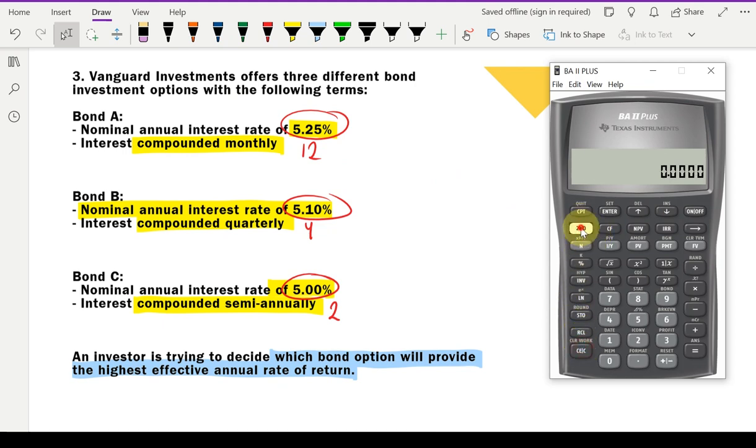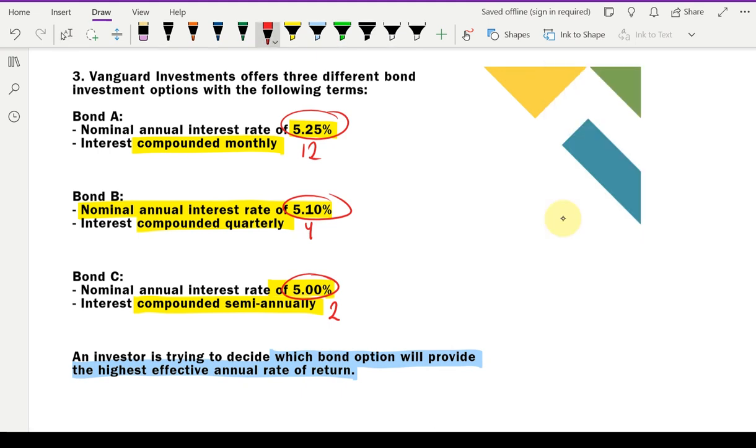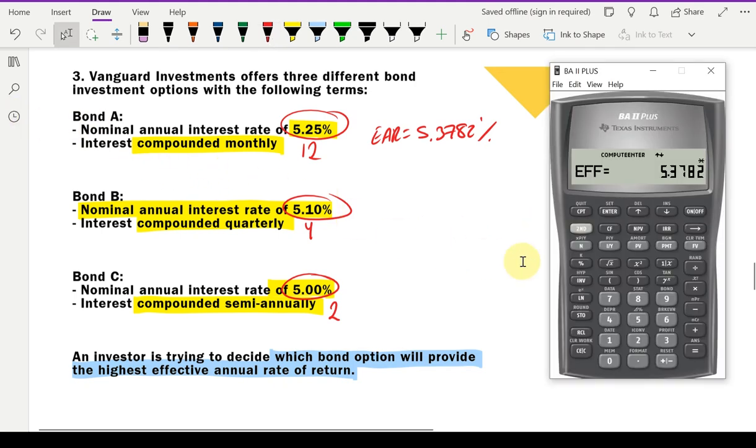Don't forget it's second above the 2, interest conversion. So the nominal, well, let's always start with compounding per year. In this case, it's 12. Enter. The nominal rate is 5.25. Enter, and that means the effective rate is 5.3782. So EAR is 5.3782%. Let's move on to the next one.